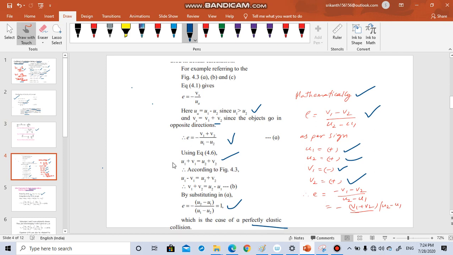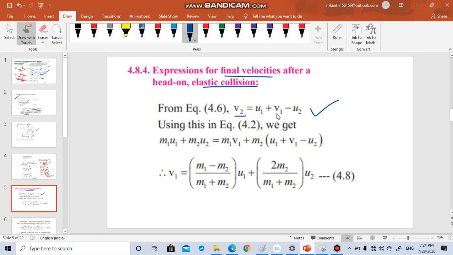If you take u2 on the left hand side, you get u1 minus u2 plus v1. Is it the same equation here? Yeah, u1 minus u2 plus v1, because we want to find the final expression for v2. Now this was the original equation: m1 u1 plus m2 u2 is equal to m1 v1 plus m2 v2. Here the v2 term was there. In the place of v2 you have to write this.